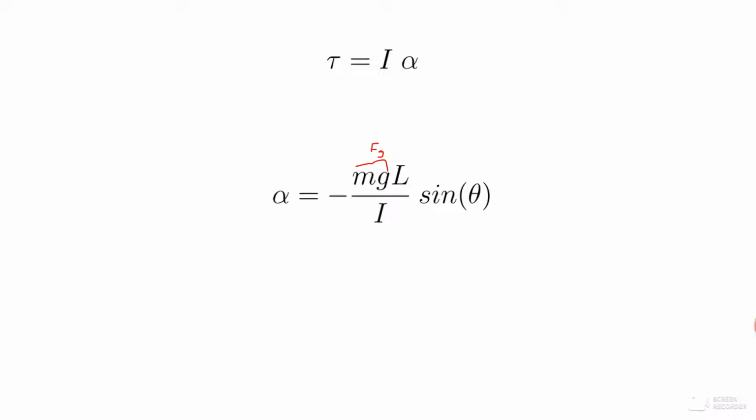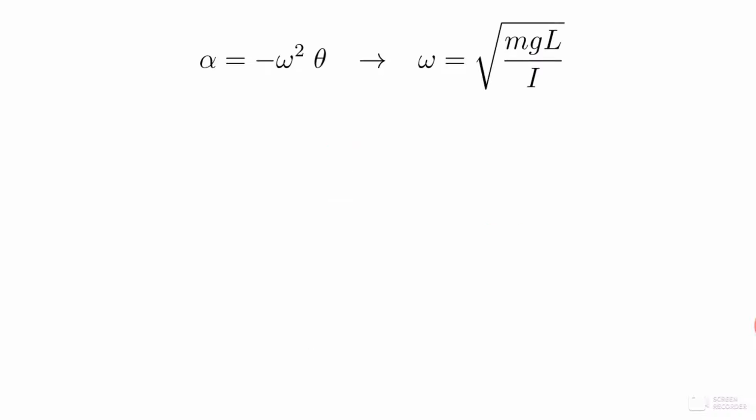Here we can use the approximation I told you earlier. The sine of theta, when theta is small enough, is approximately equal to theta. So the formula turns into this. Now, angular acceleration is equal to minus the angular velocity squared times theta. So we can replace it to get the formula here. But also, the period is equal to 2 pi divided by the angular velocity.